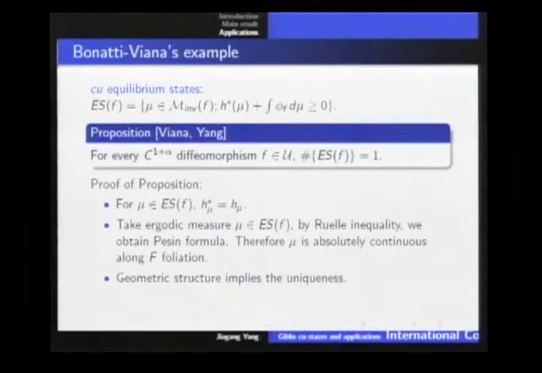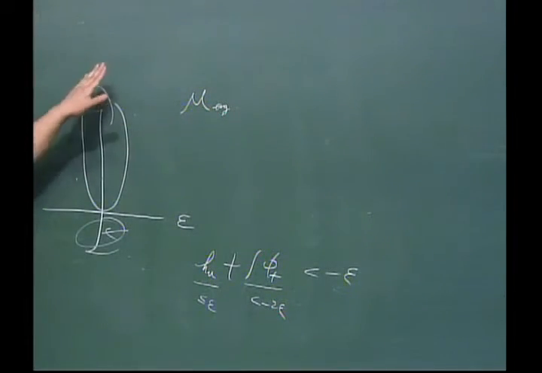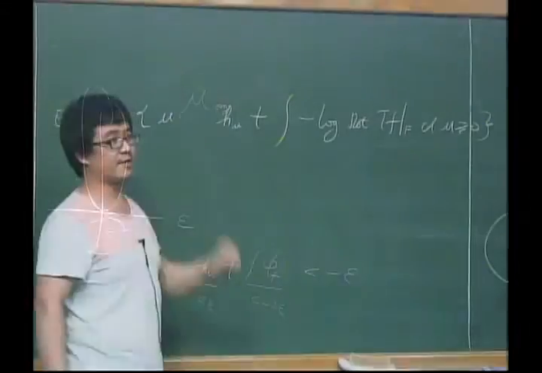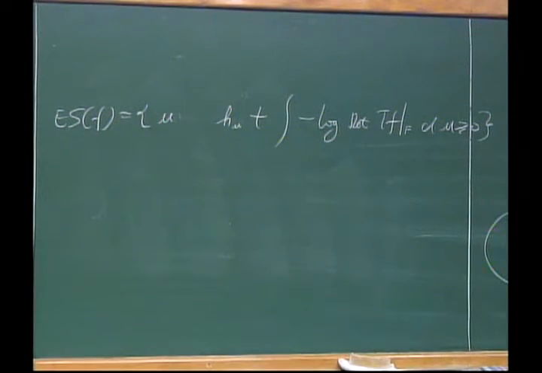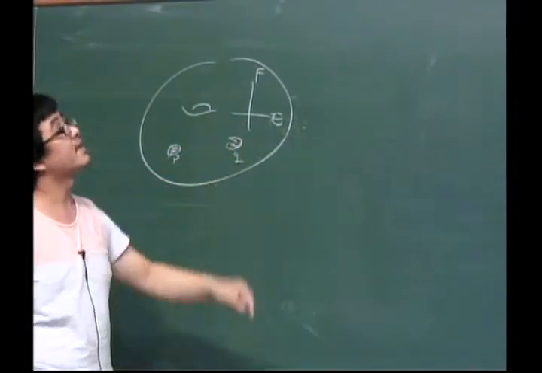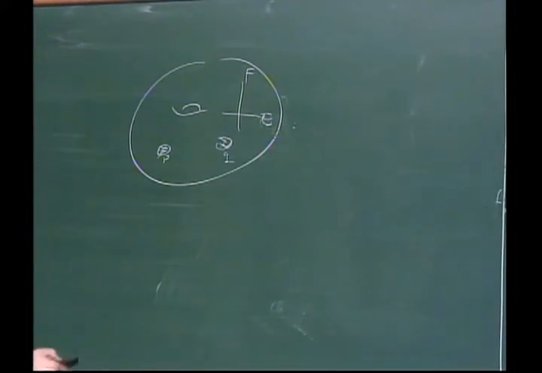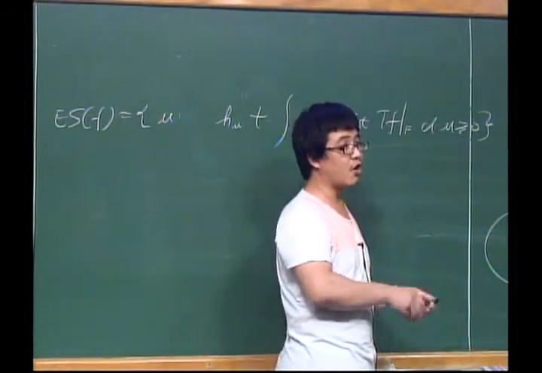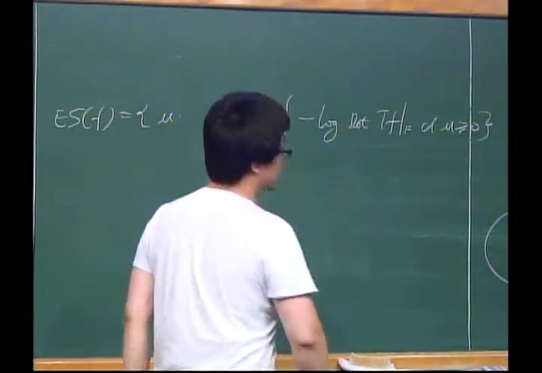In the second step, we are trying to show that the Euclidean states contain a unique element. How to prove it is like the following. First, because it contains this good part, the entropy is upper semicontinuous. By some argument, you can remove it, because you can imagine everything is the same, just some really small regions. And for any Euclidean state, you can show that along the F direction, the exponents are all positive.